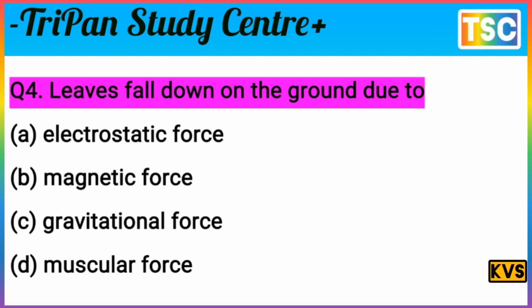It is not a leaf fall, the electrostatic force. It means option A is wrong. B has the magnetic force. There is nothing magnetic here. It means option B is also wrong here.